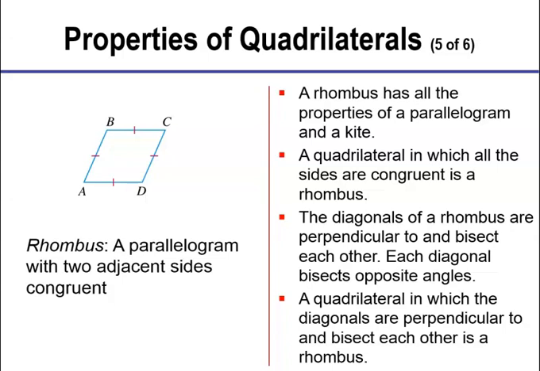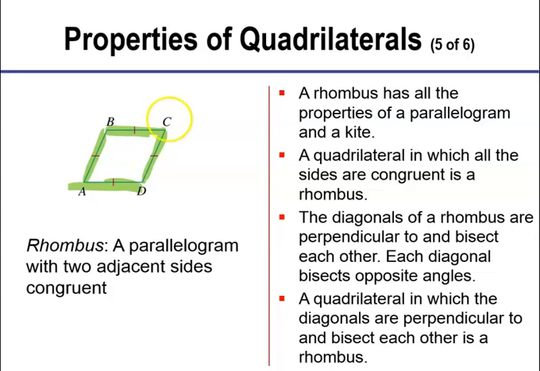On to a rhombus. A rhombus is a parallelogram. Remember what that means? That you've got two sets of parallel sides with two adjacent sides congruent. Okay, so two adjacent sides are congruent. So that's congruent to that, and then that one's congruent to that one. Now it says a rhombus has all properties of a parallelogram and a kite. So anything that's listed under parallelogram and anything that's listed under kite is a rhombus.